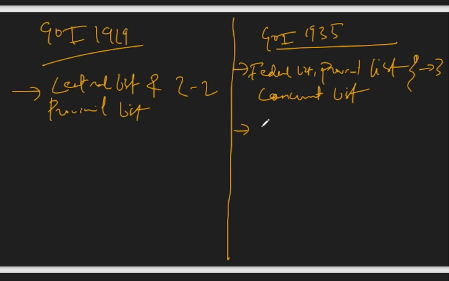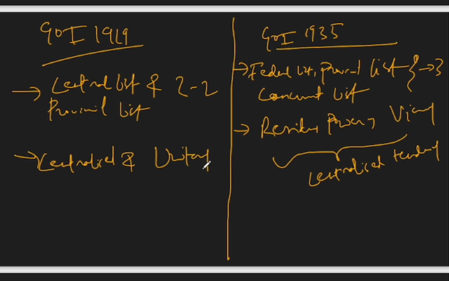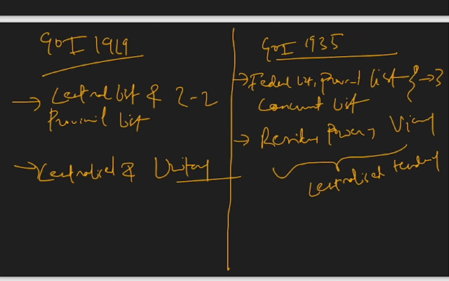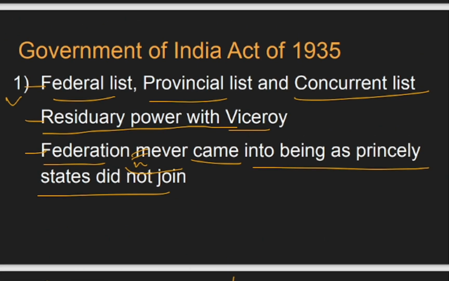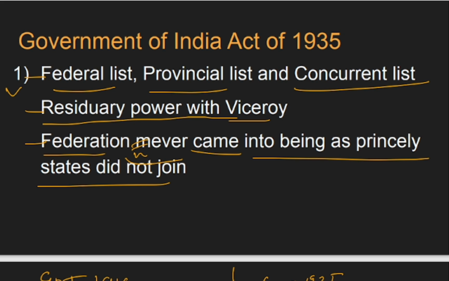Here it is saying residuary power with viceroy. This is also a sign of centralized tendency, right? And in Government of India Act of 1919 also, government was largely centralized and unitary, right? So this is what you needed to know. And the third point says that federation never came into being as princely states did not join. So I hope it is clear.